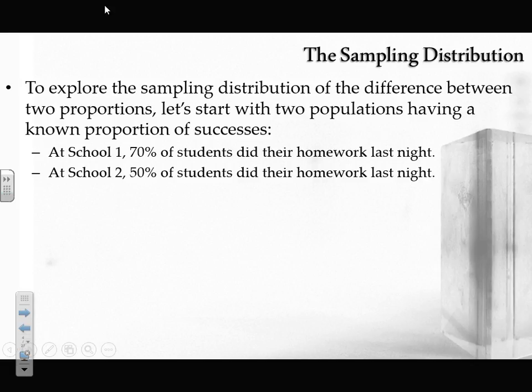So, to start with, today we're not going to go into intervals, we're not going into hypothesis testing, we're just going to talk about the sampling distribution. What does it look like if we take two different samples and bring them together? Okay? So, if we want to explore the sampling distribution for the difference between two proportions, whenever we compare two separate groups, we're going to compare based on differences.